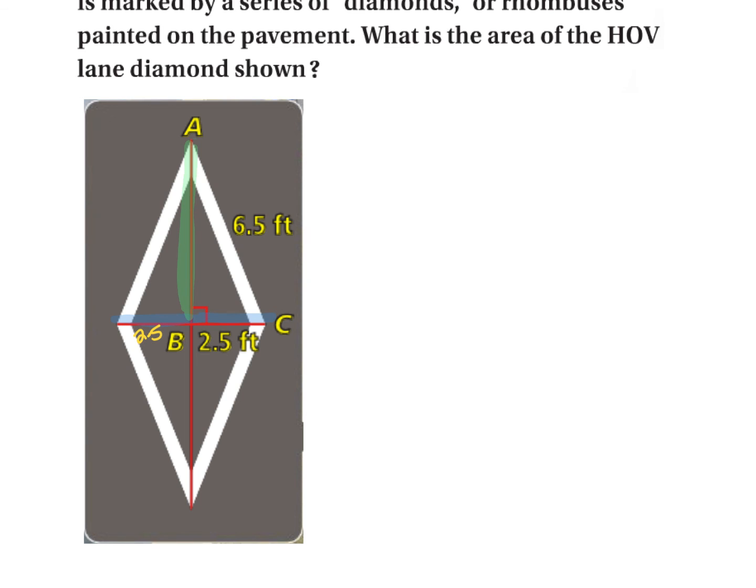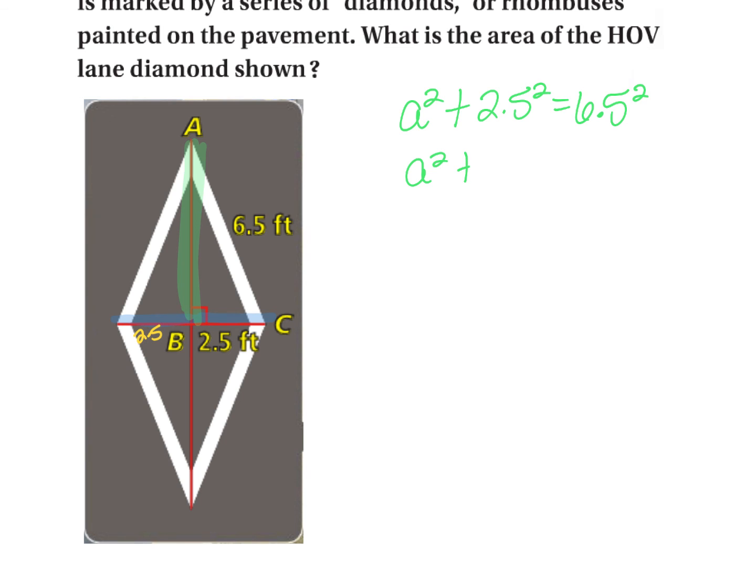So we need to figure out what this is. How am I going to do that? Well, since they don't tell us anything about the angles and how many degrees they are, our only option is the Pythagorean theorem, exactly like the last one. So we have a squared plus, I'm going to make 2.5 be the b, equals 6.5 squared, because that's your c.